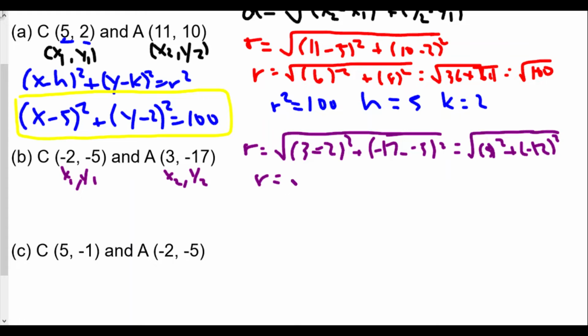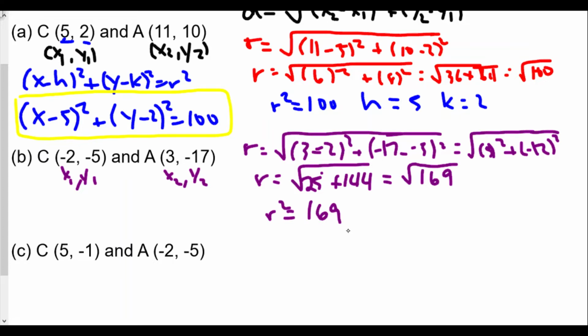So r equals the square root of, in this case, 5 squared is 25, and negative 12 times negative 12 is positive 144. So r is equal to the square root of 169. Now, it's a perfect square, but we don't need to simplify because r squared will be 169. So we don't have to worry about simplifying the radical, because in the equation, we're just going to plug in to find r squared. So in radical form, just squaring it takes care of the radical.